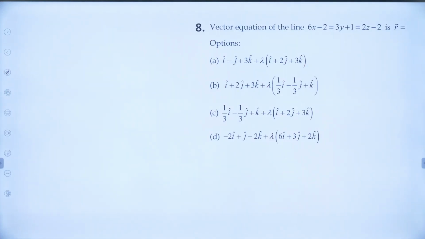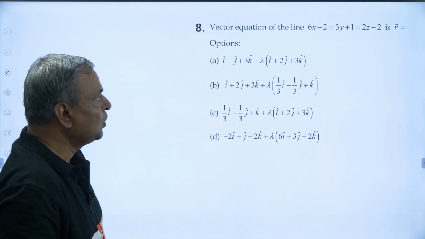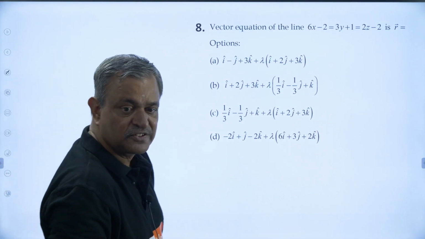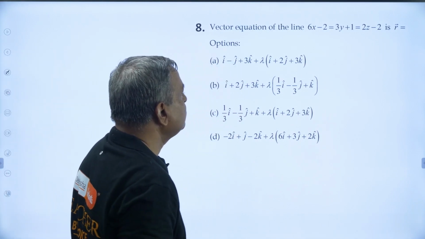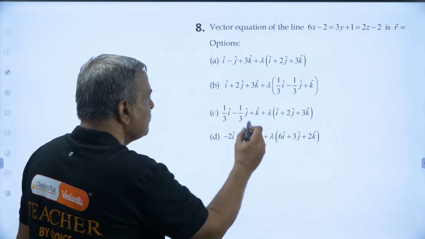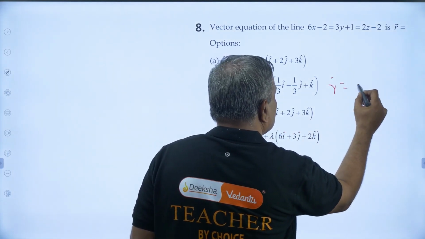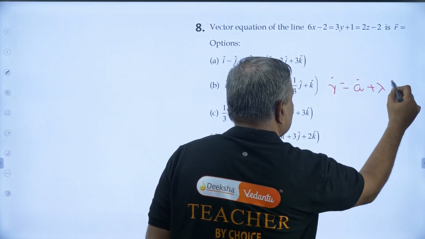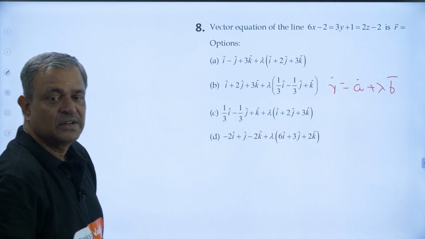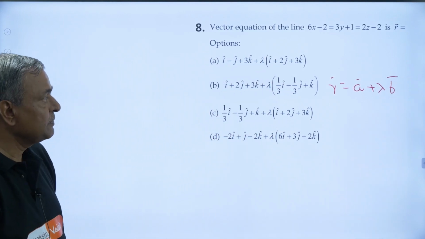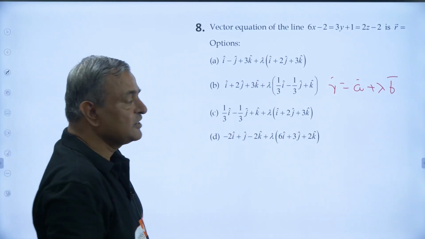Question number 8, vector equation of a line. So what you have to do, this line equation is given. First of all, you have to form the vector equation. What is the vector equation we write? R vector is equal to A vector plus lambda times B vector. That's the line vector equation. So from which point is it passing?